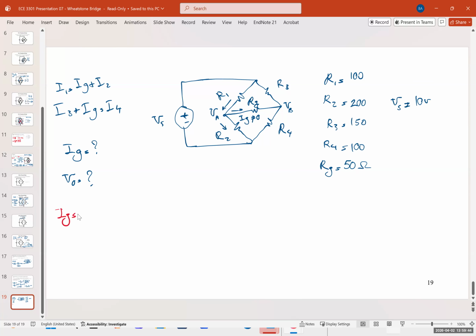Now, IG here is VA minus VB over RG. So we need to find VA and VB. We already have RG. Or we can directly find the current.